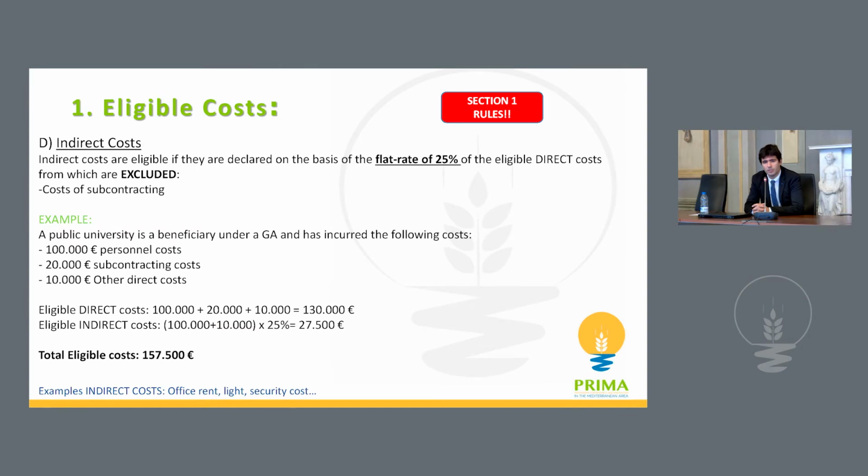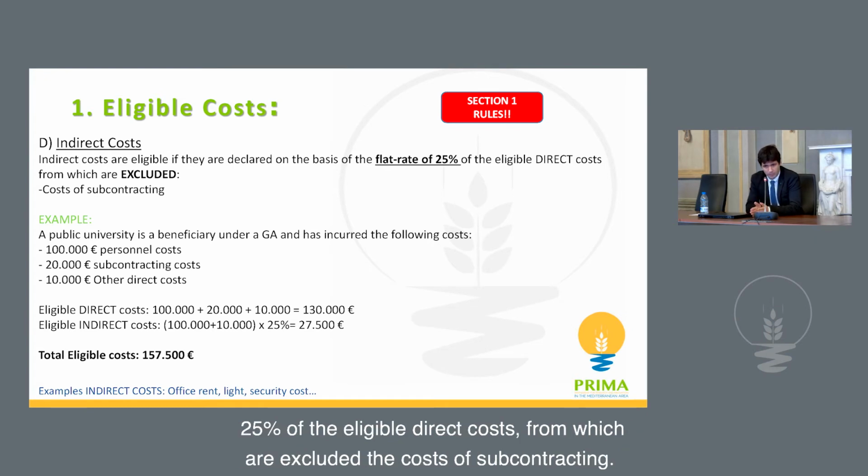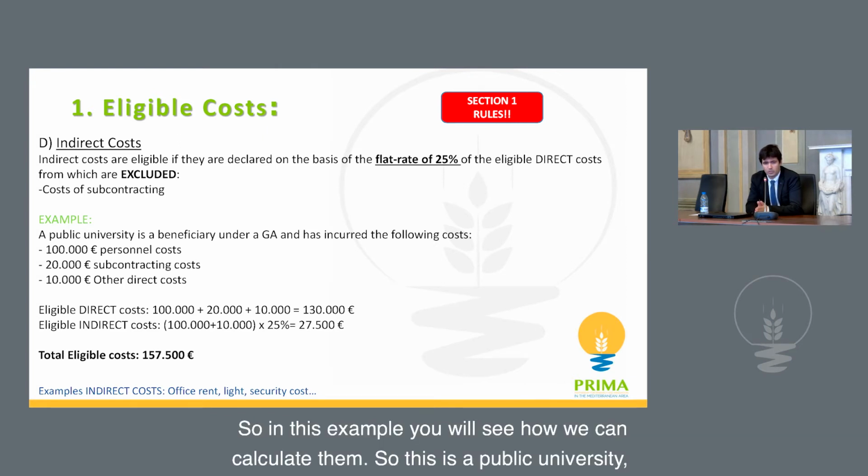Next, please. The fourth category and the last one is indirect cost. So we have said that it's a flat rate of 25% of the eligible direct cost, from which the cost of subcontracting is excluded. So in this example, we will see how we can calculate them.